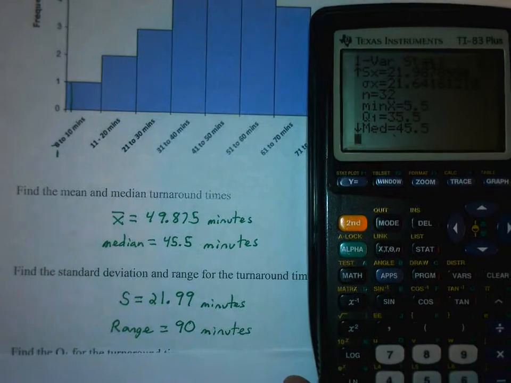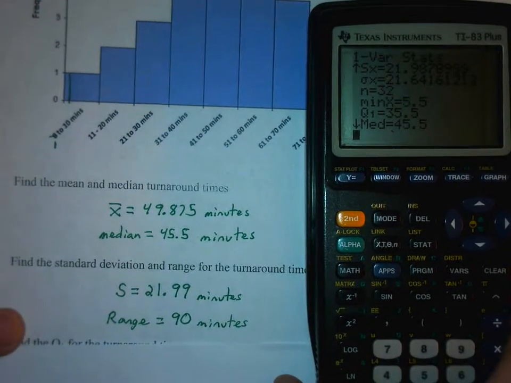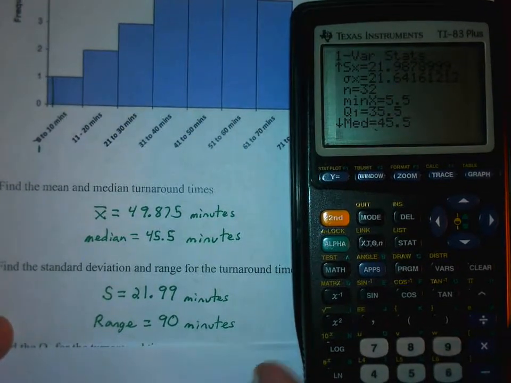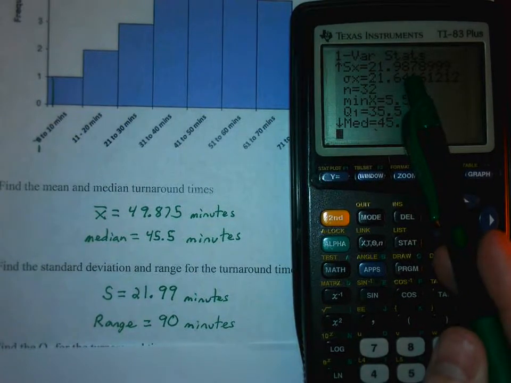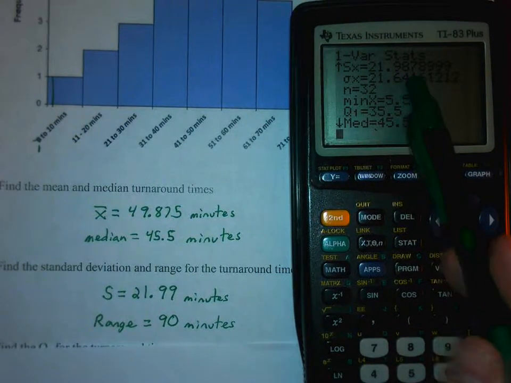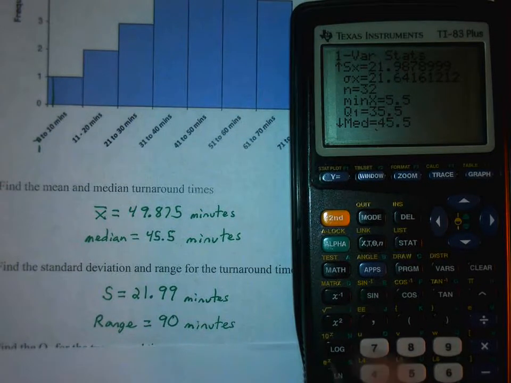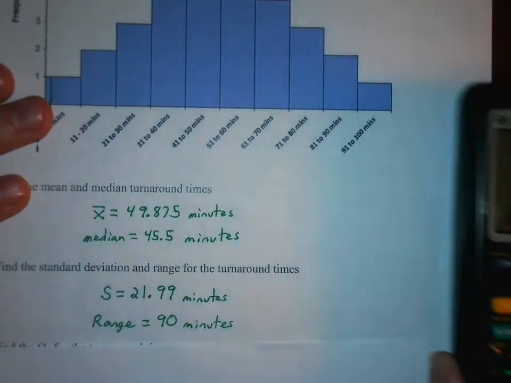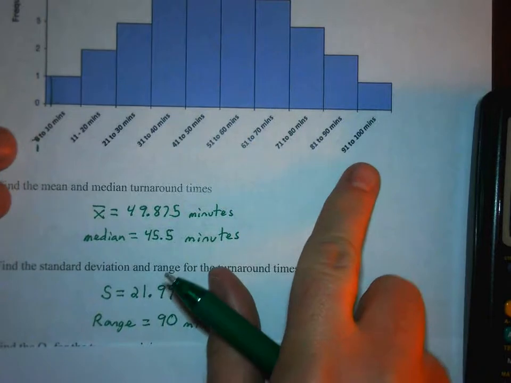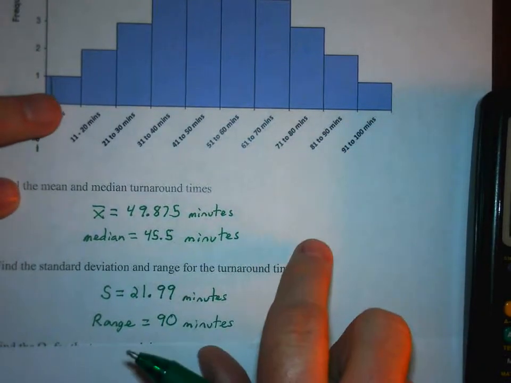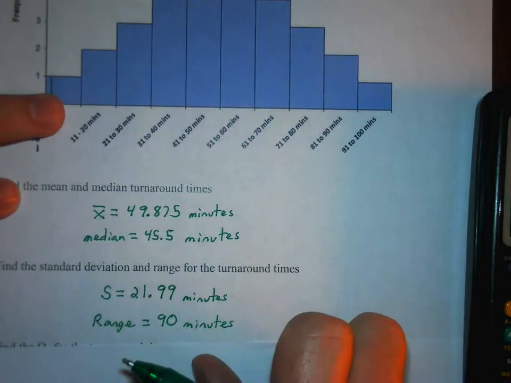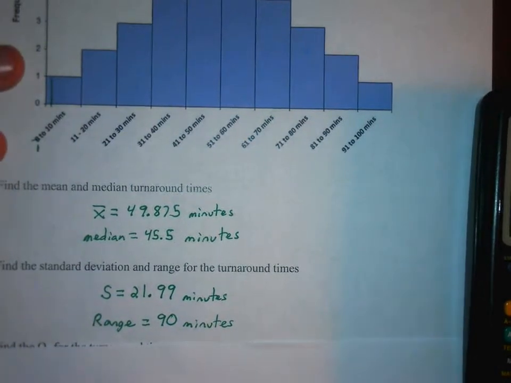Okay, and then for the standard deviation and the range, the sample standard deviation is 21.99. The range is the highest minus the lowest. So it's a little trickier on intervals like this, but if you take the midpoint of 95.5 minus the 0.5 midpoint for the first one, you get 90 for the range.